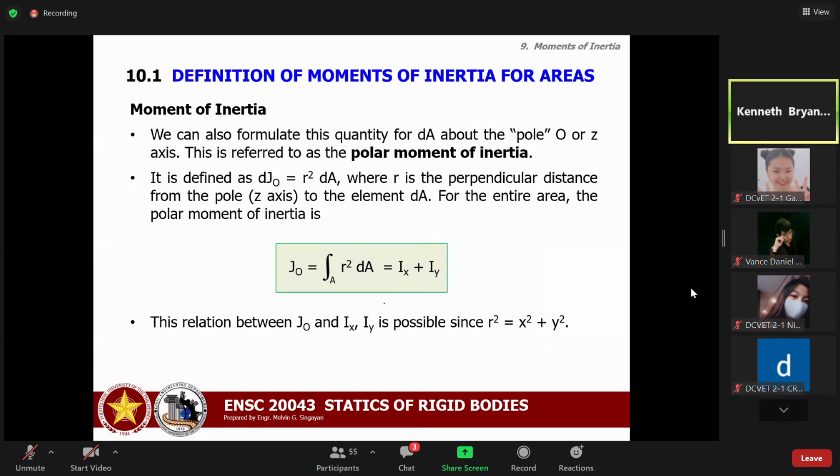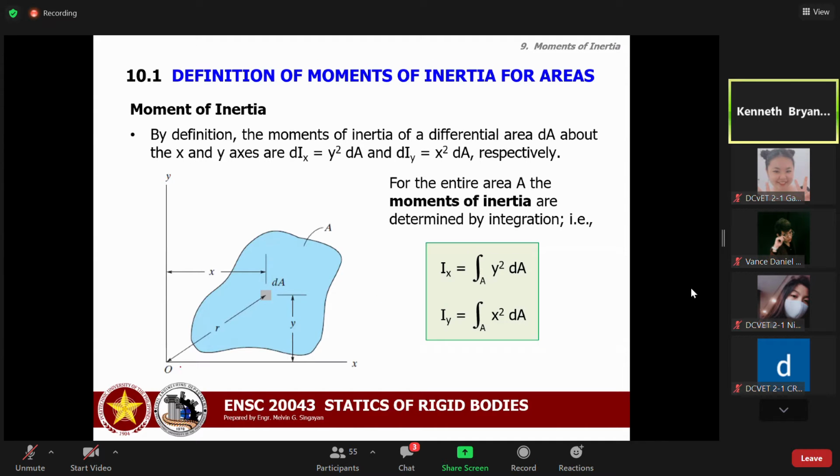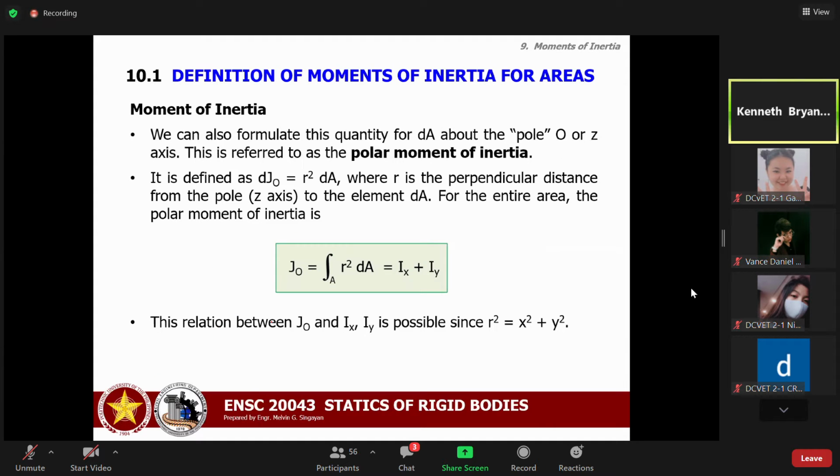So we formulate this quantity for dA about the pole O or the z-axis. This is referred to as the polar moment of inertia. Meaning, if you want to get the moment of inertia about the plane xy, it will give you the polar moment of inertia. It is defined as dJO equal to r squared dA, where r is the distance from the pole or the z-axis to the element dA. So for the entire area, the polar moment of inertia is JO equal to integral of r squared dA in the domain of the area, which is also equal to Ix plus Iy.